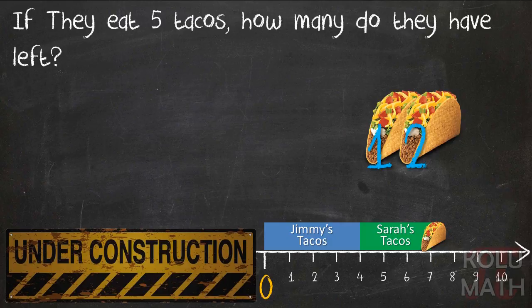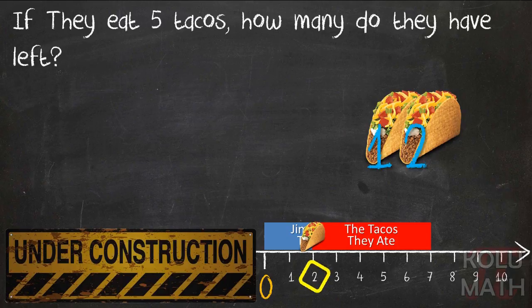The number line again can do the same kind of thing. Take a look. The number line already has the pointer, the taco, at 7, because we've represented Jimmy's tacos and Sarah's tacos. Now all we have to do is take away 5, and we do that by moving the pointer back 5 spaces. 1, 2, 3, 4, 5.